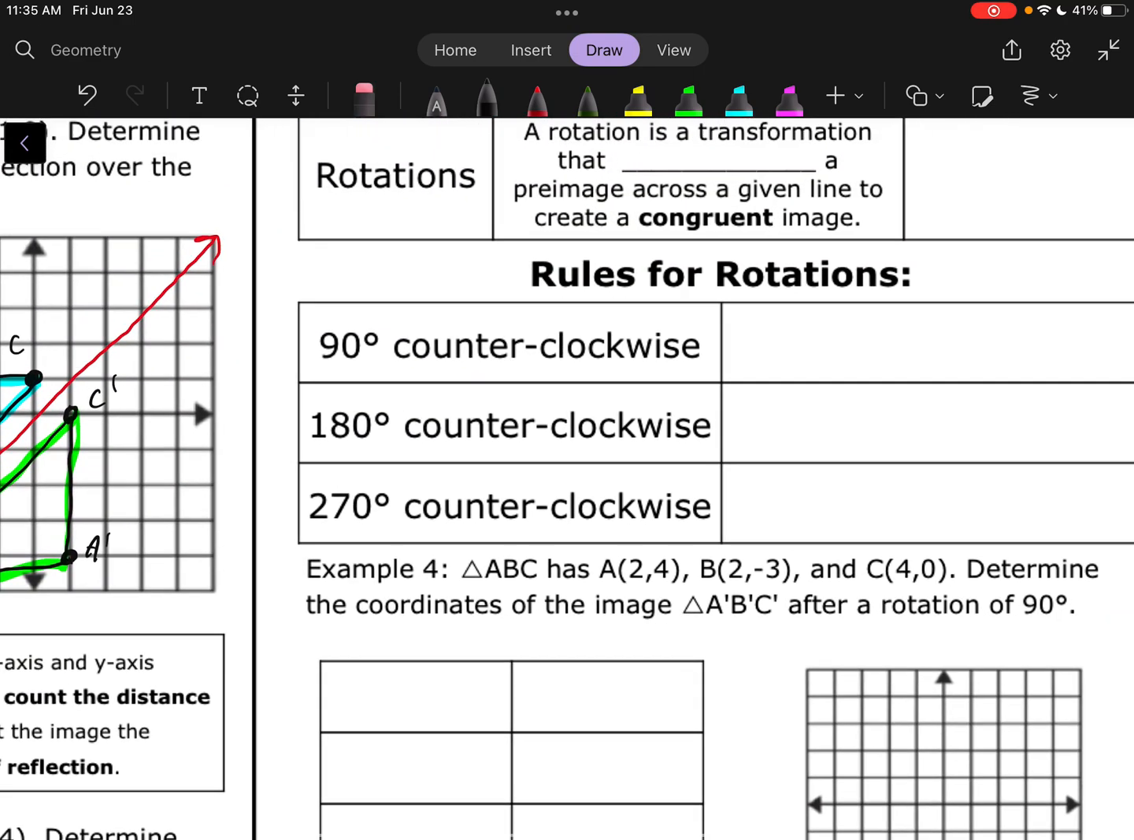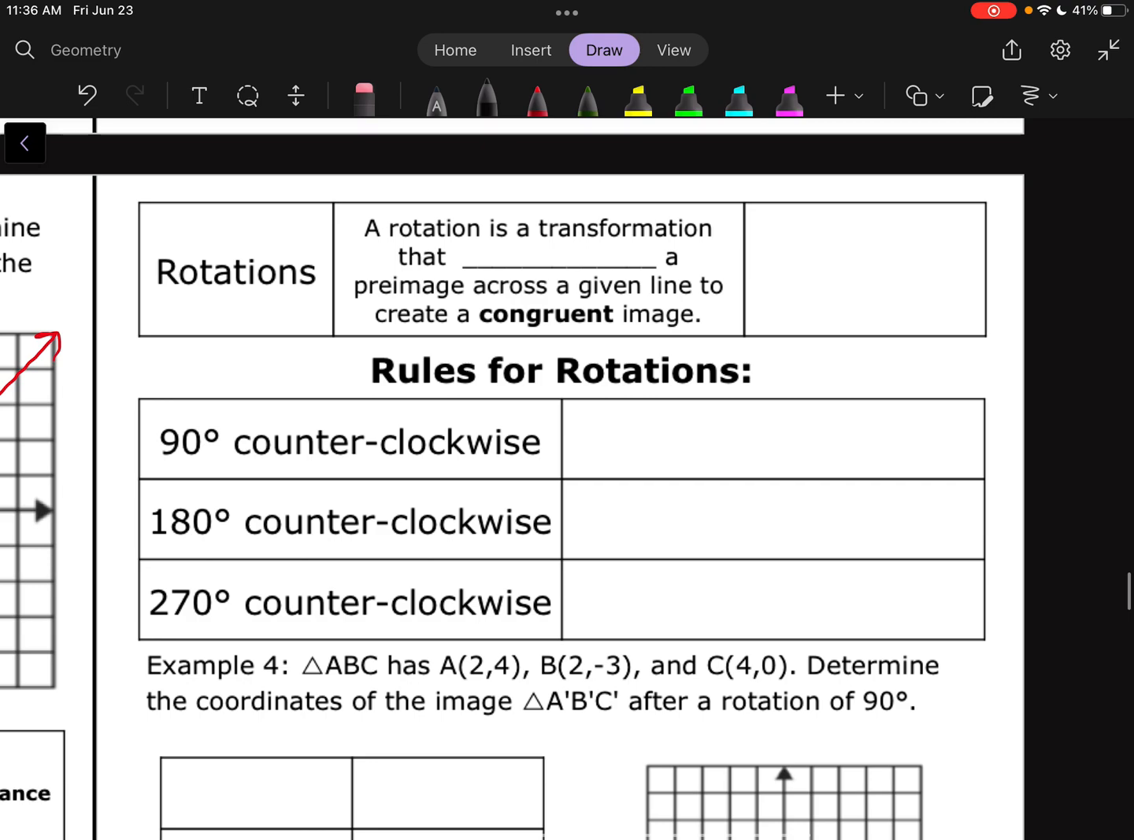Okay, what do we have next? Rotations. Rotation is a transformation that spins a pre-image, not across a given line, that should be around a given point. Yours will say that. Mine is an old version. Around a given point to create a congruent image.